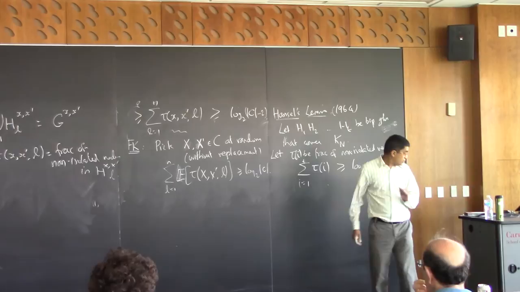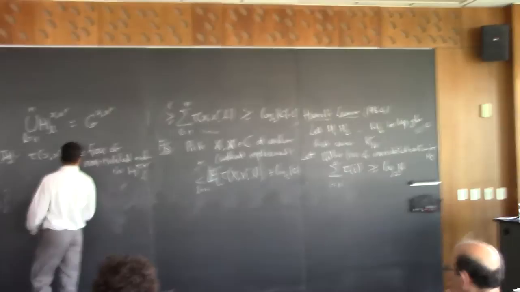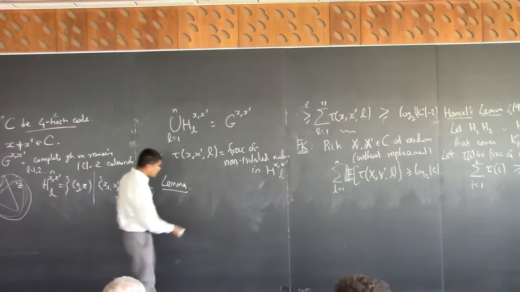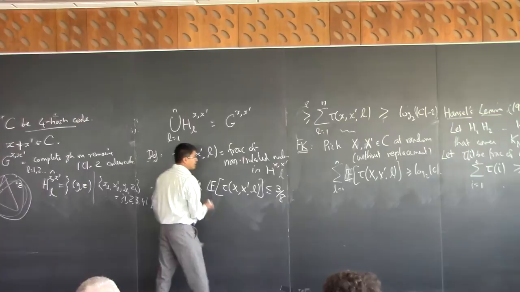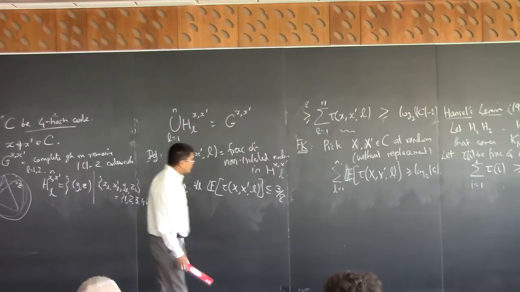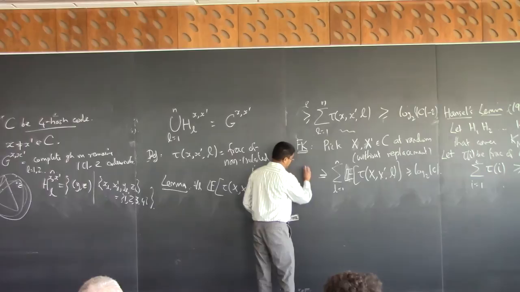So the key thing we can prove is a lemma. I won't prove it, but I will justify it by just saying that the worst case is when everything is equal, which you will believe. For every L, this expected quantity is at most 3/8. Clearly this L doesn't play a role here because all coordinates are symmetric. Therefore, this whole thing is at most 3n by 8, and that's your Fredman Komlos bound.